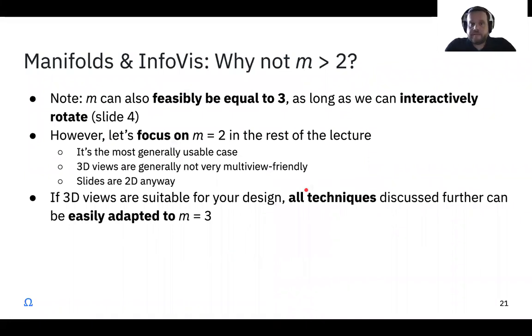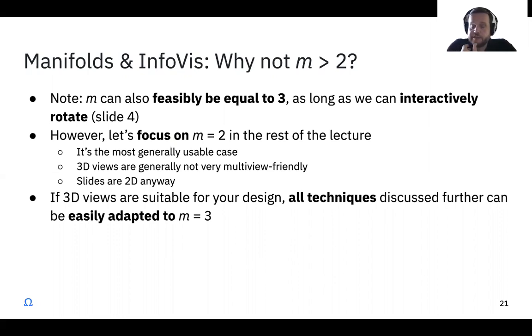Also note that M, the manifold dimensionality, can also feasibly be equal to 3, as long as we can interactively rotate. On one of the previous slides, I said that a 3D scatter plot is fine. So M can also be 3. However, let's focus on M equals 2 for the rest of the lecture. It's the most generally usable case. You can draw it statically on paper or on a slide.